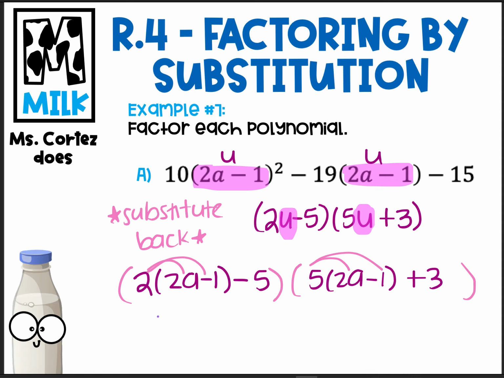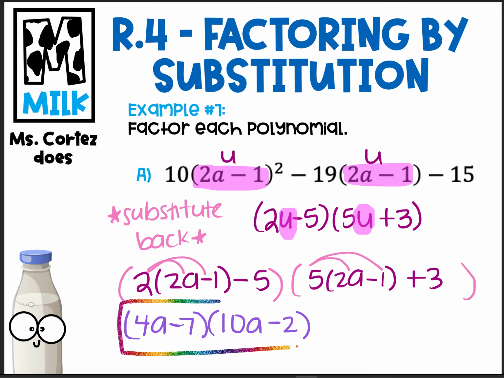I'll have 4a minus 2 minus 5, that's negative 7. And 5 times 2a, that's 10a. 5 times negative 1, that's negative 5, plus 3, negative 2. This is the factored form for 10 times (2a minus 1) squared minus 19 times (2a minus 1) minus 15.